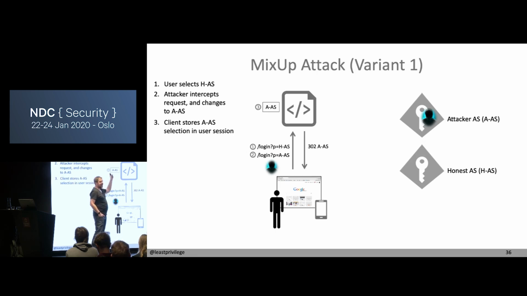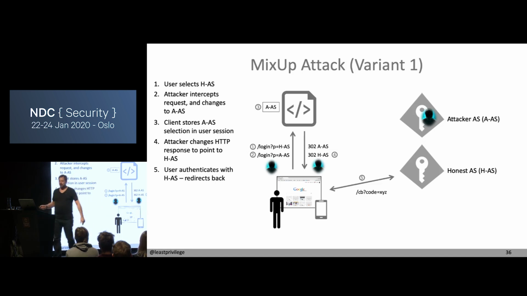He stores the fact that this was the selected STS. He sends him a 302 back to go to the attacker STS, and the attacker swaps it back out to the honest STS. Okay? So now the browser goes to the honest STS. The user authenticates, does his thing. The authorization server sends the code back. The code travels up to the client.